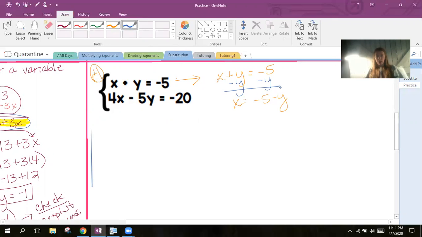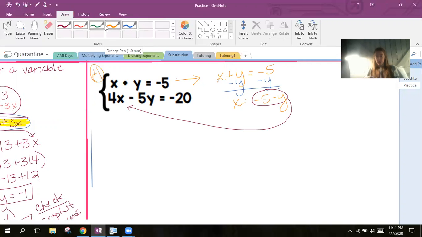All right, so now I know that x equals all of that. So in my other equation, everywhere where I see an x, I can just substitute negative 5 minus y. So remember, you have to plug it into the other equation from the one that you solved for the variable.